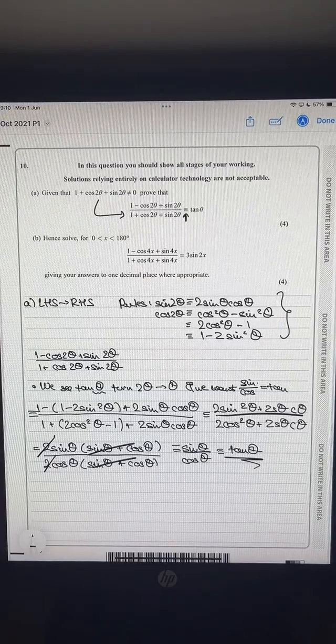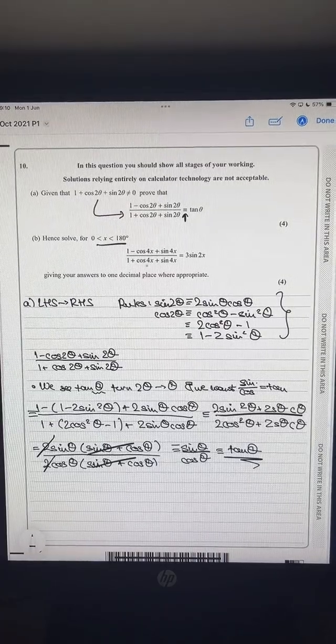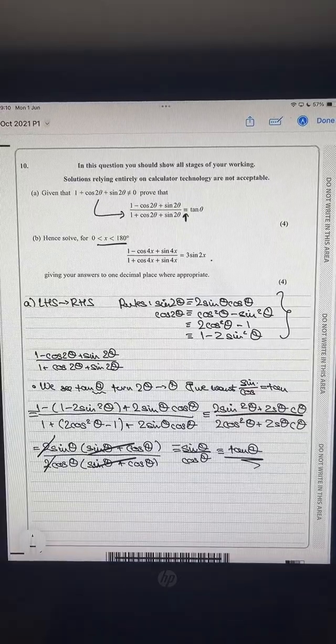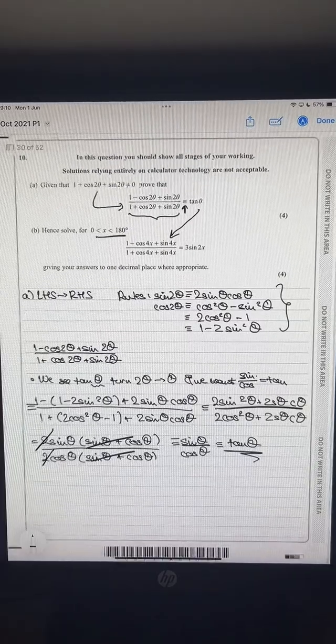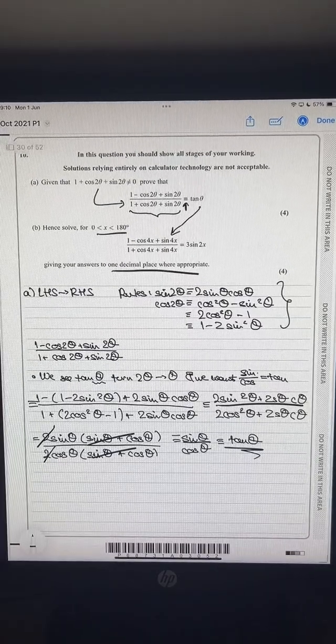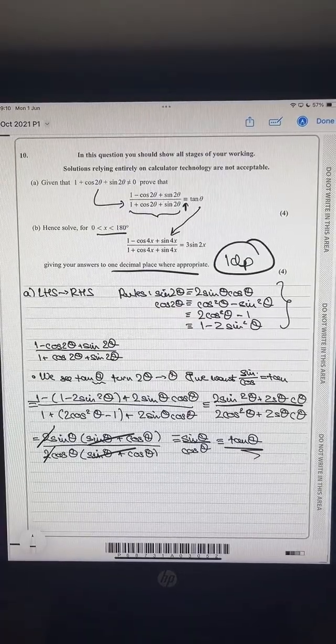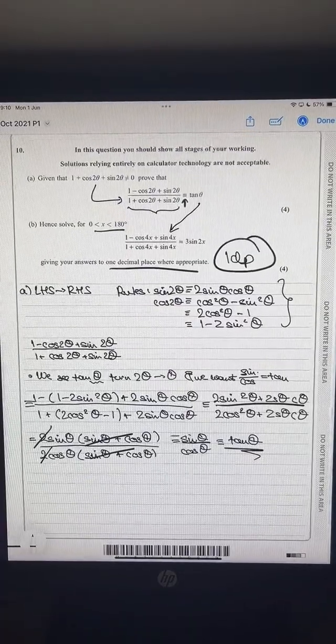And it's important that we read the range of values of x in this case, 0 is less than x, which is less than 180. This big fat equation here is equal to 3 sine 2x. Obviously, we're going to have to use the fact that this equation can boil down to this over there. And then giving my answers to one decimal place where appropriate, and in big circle, I'm going to write 1 dp just so I don't make that last mistake.